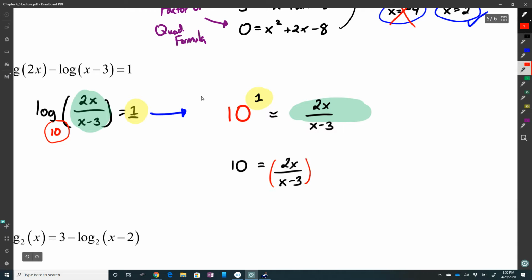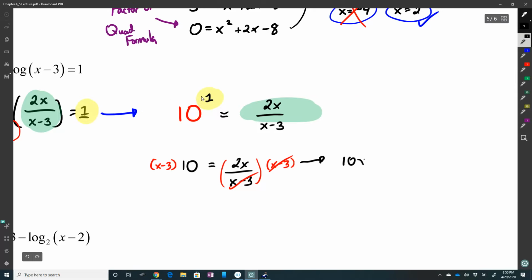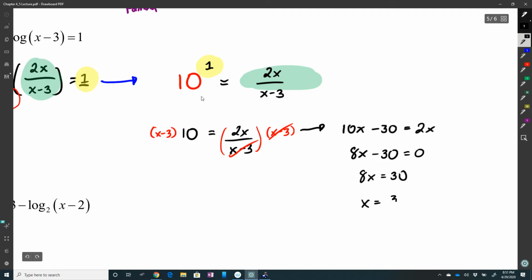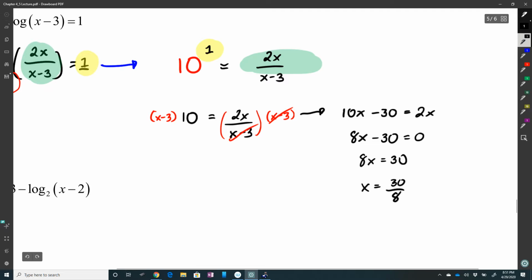Multiply both sides by x minus 3. So now there's no more logs. We're just dealing with a problem like you would see in high school. So this is 10x minus 30 is equal to 2x. This is not a quadratic, so I can solve it by just moving things around. So I'm going to subtract 2x. I'm going to add 30. Divide by 8. Okay, so that's the same thing as divide by 2. So that's 15 over 4. Okay, so 4, 8, 12. That's 3.75.